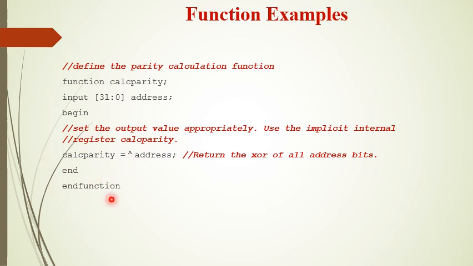So end function. In the invocation line where we have given parity equal to calc parity of address, the return value which is stored in the implicit register will be assigned to the left hand side signal in the function invocation in the main module.